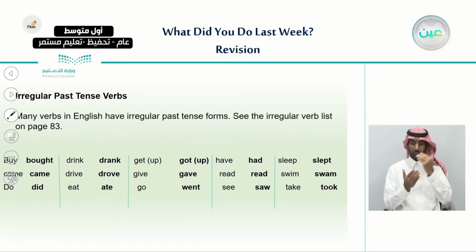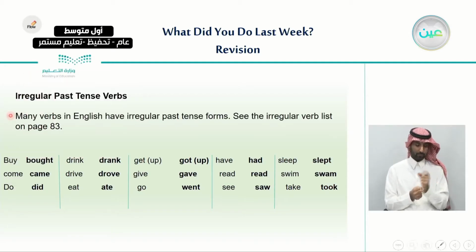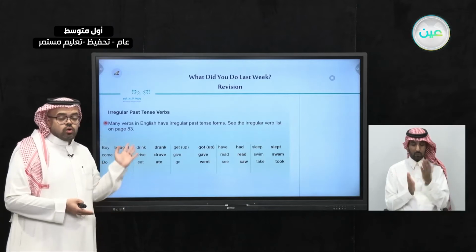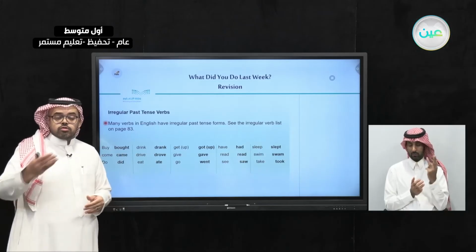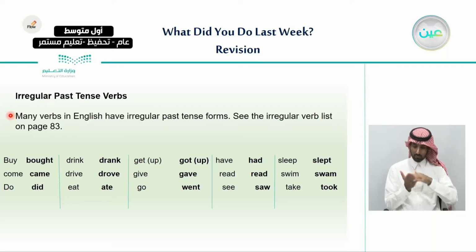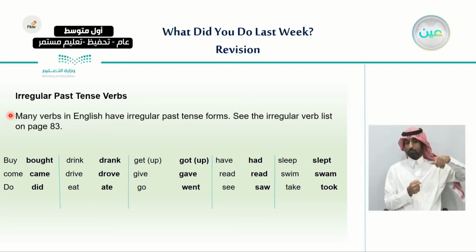The other form we have is the irregular past tense verb. So here we said, and I hope that from last time you had the chance to go to your books and see the list on page 83 about these irregular verbs. Last time we talked about how these verbs have their own form of past tense. For example, buy. This is a verb in the present, but if you want to use it in the past, you will say another form, which is bought.